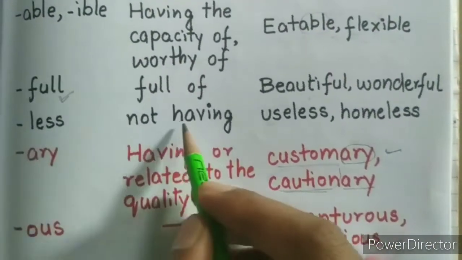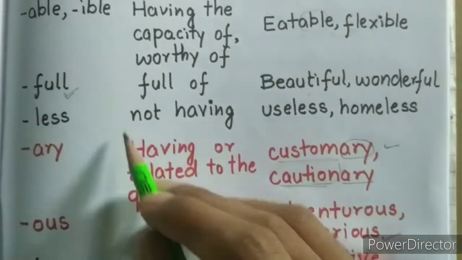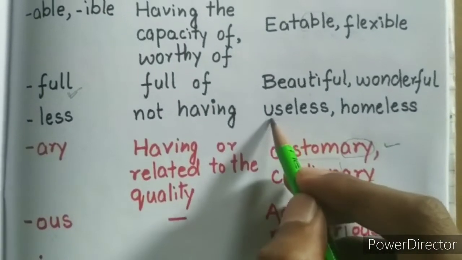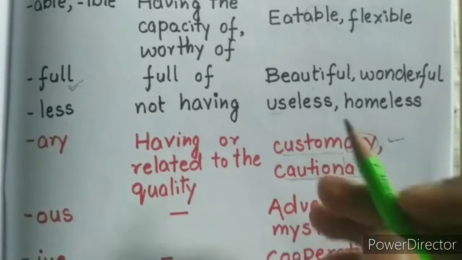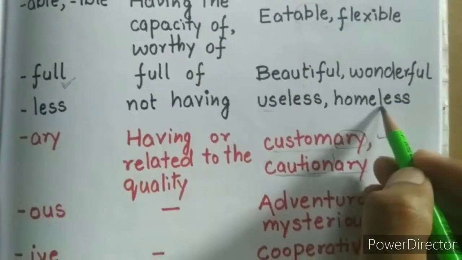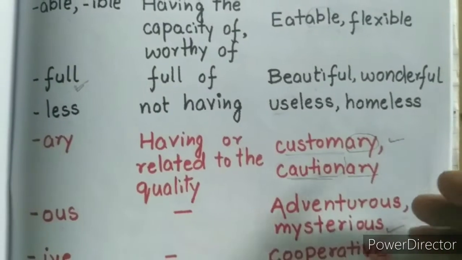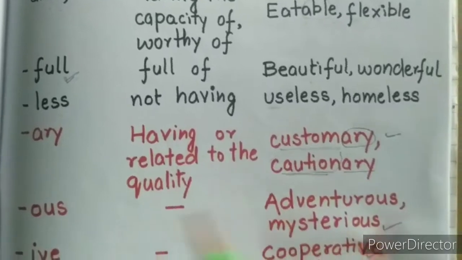Next is less, not having something, just the opposite of full. Full means having something, less means not having something. For example, useless or homeless. Something that has no use, right? That is not of any use is useless. The same way homeless, it refers to a person or an animal that does not have a home or shelter. Say for example homeless cat or homeless beggar, right?